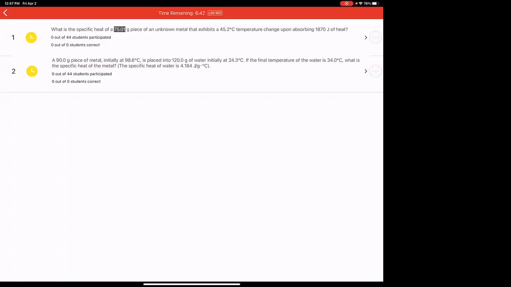So yeah, I think you guys are seeing that the setup for that second problem is really similar to the setup for the first example problem. You're just solving for a different variable this time, right?